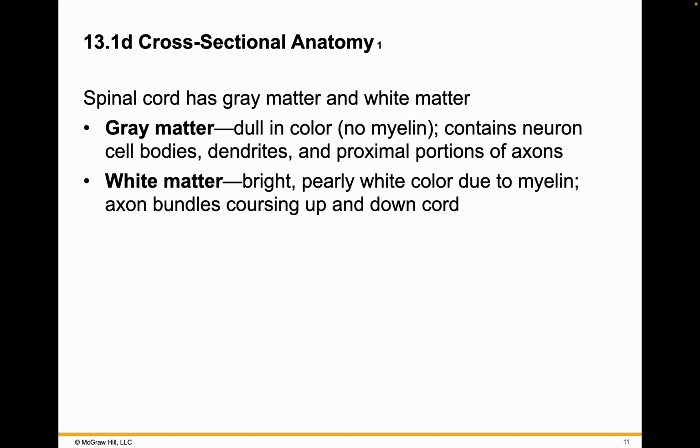We have gray matter and white matter in the spinal cord. The gray matter is duller in color because it has no myelin. It contains neurons, cell bodies, dendrites, and proximal portions of axons. White matter is a bright pearly white color because of the myelin. And those are axons that are bundled, coursing up and down the spinal cord.